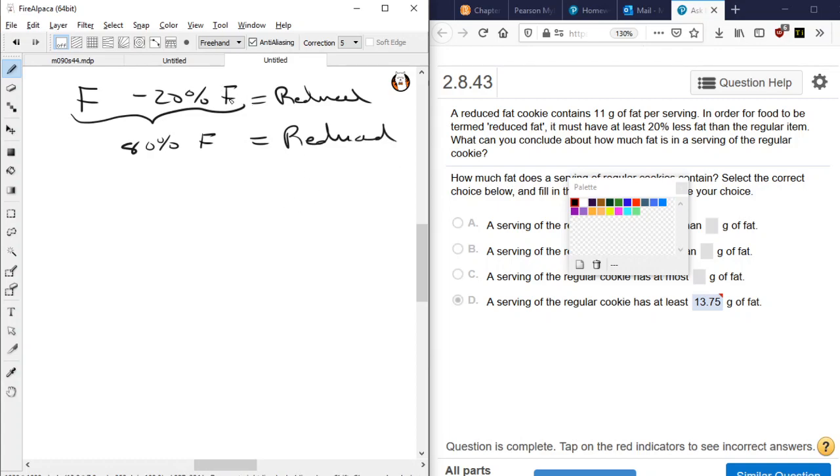But it must be at least this much. It can be less than that. Like if my reduced fat is only 10 grams, it's still reduced fat. So this 11 grams is the upper edge of it that we know.